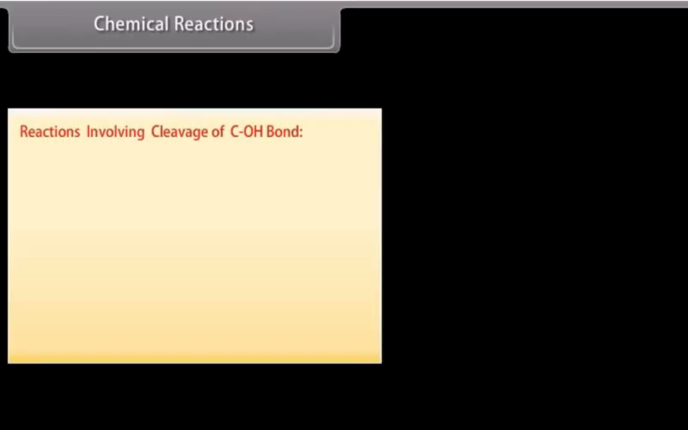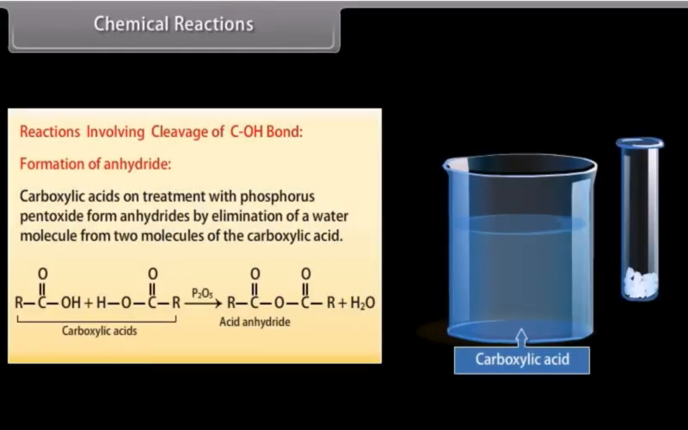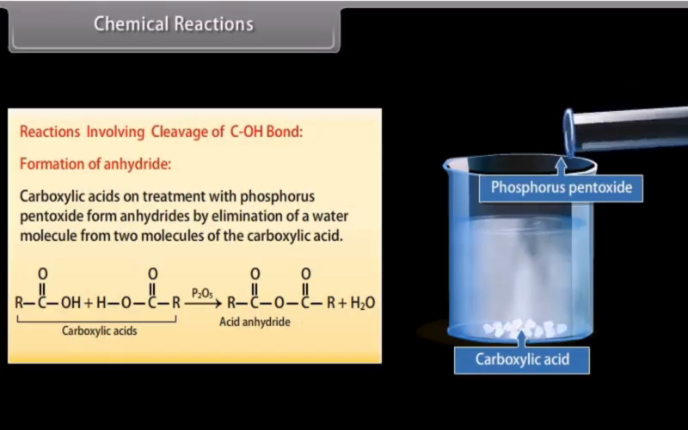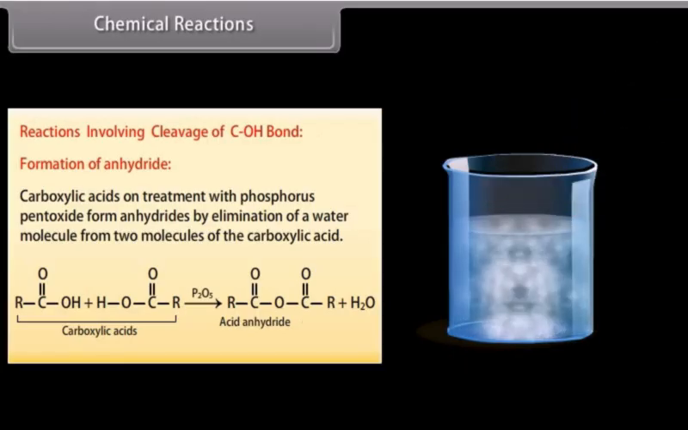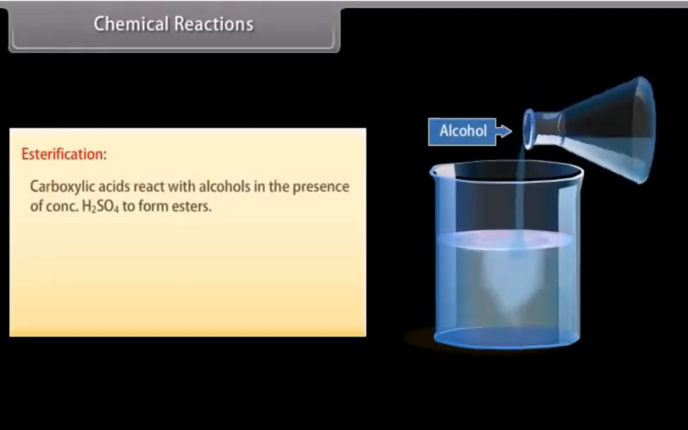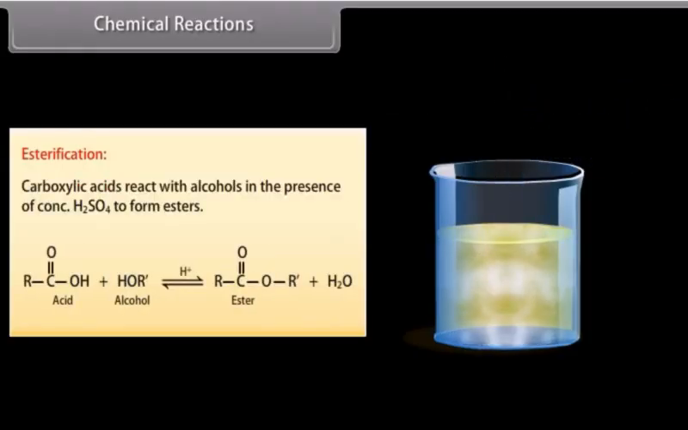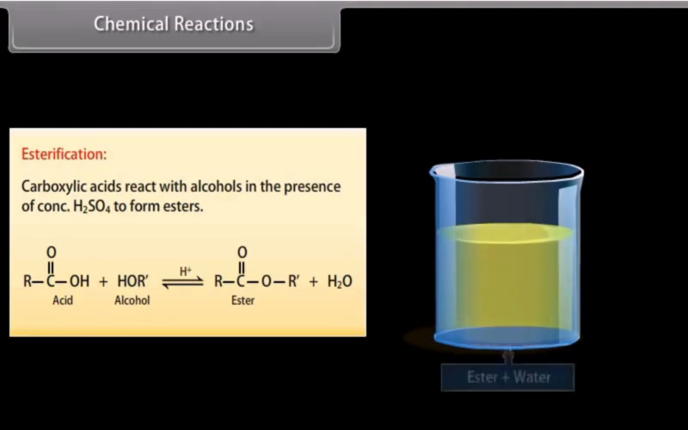Chemical reactions. Reactions involving cleavage of the C-OH bond. Formation of anhydride: carboxylic acids on treatment with phosphorus pentoxide form anhydrides by elimination of a water molecule from two molecules of the carboxylic acid. Esterification: carboxylic acids react with alcohols in the presence of concentrated sulfuric acid to form esters.